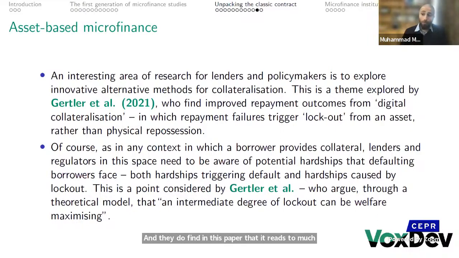And so this can improve the implementation of asset-based microfinance, but policymakers obviously need to be aware of the potential hardships that defaulting borrowers can face. And so this is considered by the authors in their paper, and they have a theoretical model which suggests that some intermediate degree of lockout may be welfare maximizing.